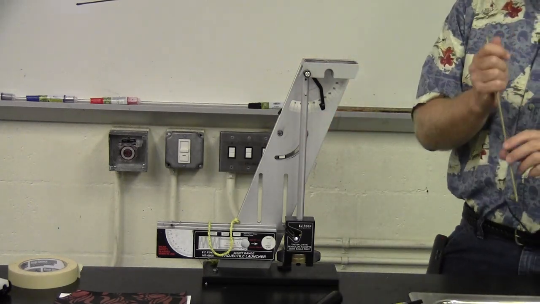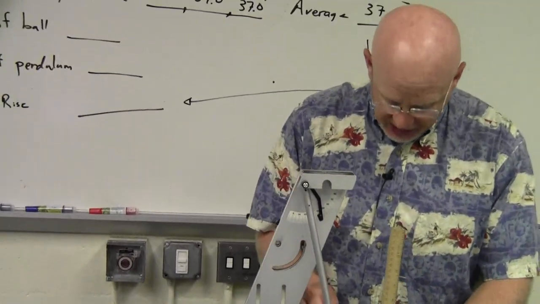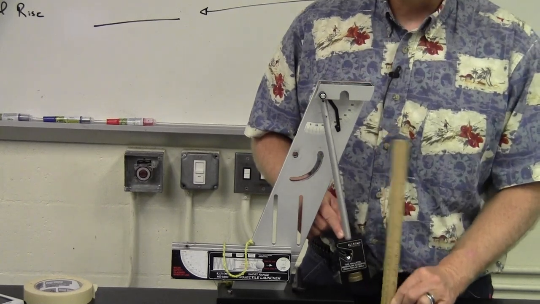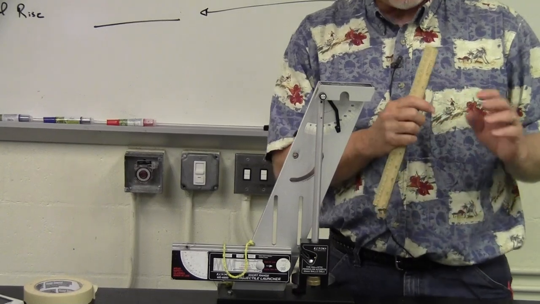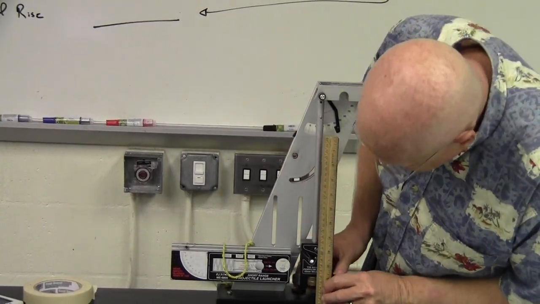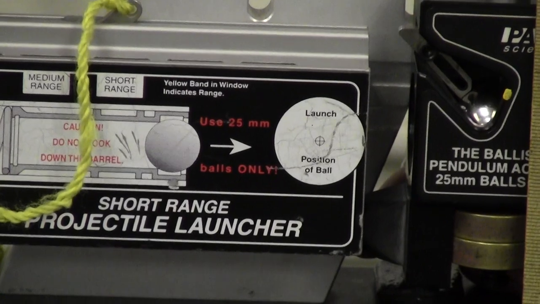Now let me be careful here. Because when it swings up, I'm going to do something like this. I'm going to use my ruler to measure from the tabletop. So I'll tell you what I better do before I do that, is I need to find out how high the object is from the tabletop to even begin with.